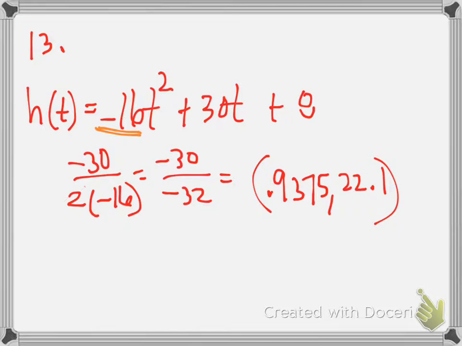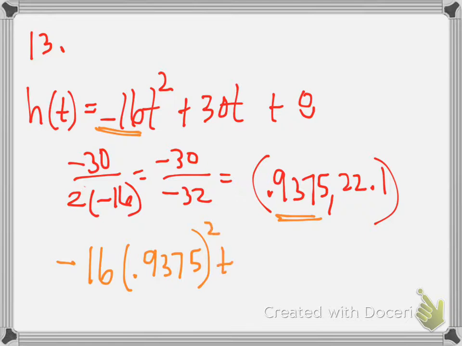So whenever you're doing maximum height, you're just doing vertex, right? So vertex negative b over 2a. You get, this is your x value. How do you get your y? You plug this in and figure it out. And after you solve that, you get 22.1. The question really says, what is the maximum height of the coin? And the maximum height is 22.1 feet.